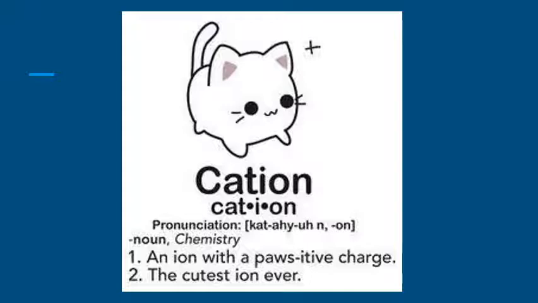So if you remember, a cation is positively charged because it lost electrons. It's lost its negative charge. Then remember that the opposite of that is an anion, which is negatively charged because it has more electrons. It has more negative charges.